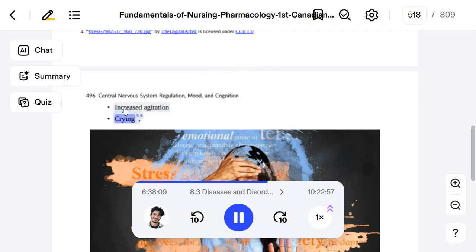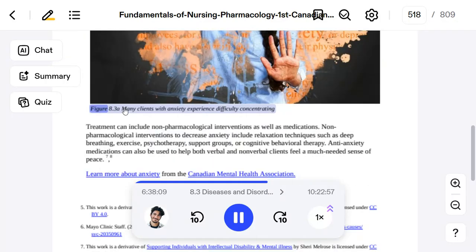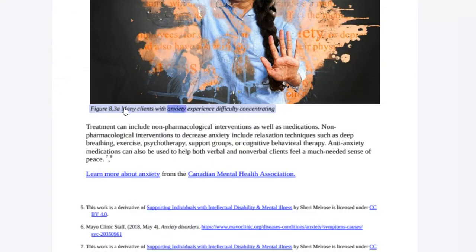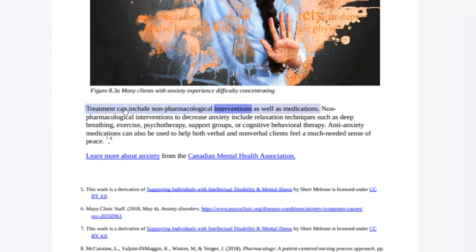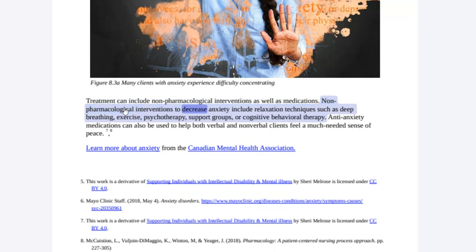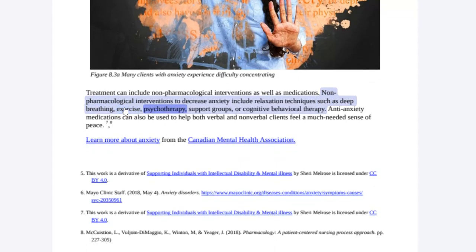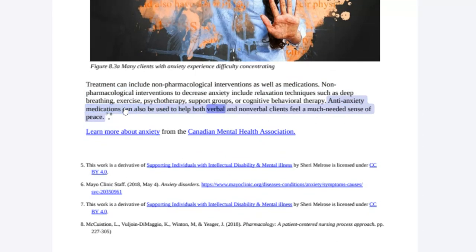Increased agitation, crying. Figure 8.3. Many clients with anxiety experience difficulty concentrating. Treatment can include non-pharmacological interventions as well as medications. Non-pharmacological interventions to decrease anxiety include relaxation techniques such as deep breathing, exercise, psychotherapy, support groups, or cognitive behavioral therapy. Anti-anxiety medications can also be used to help both verbal and nonverbal clients feel a much-needed sense of peace.